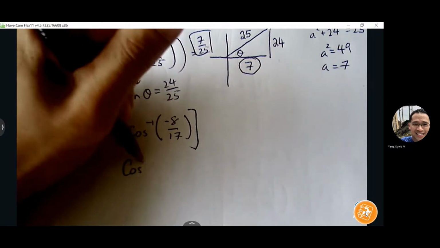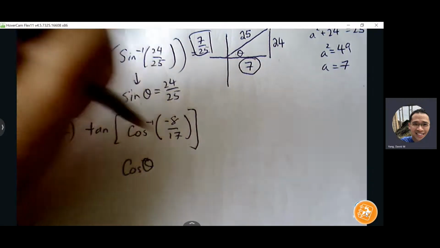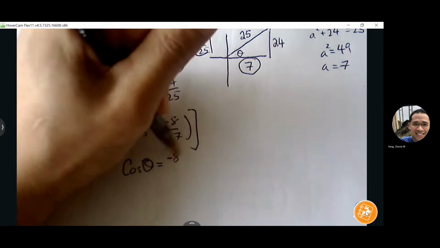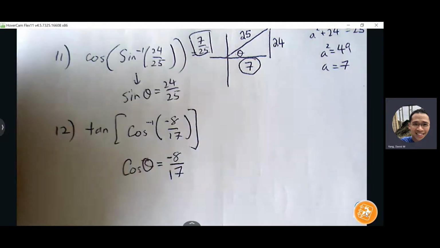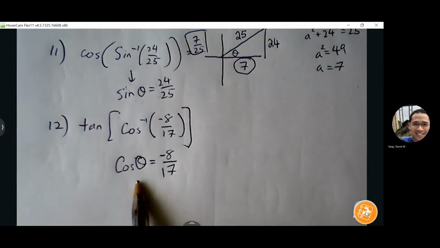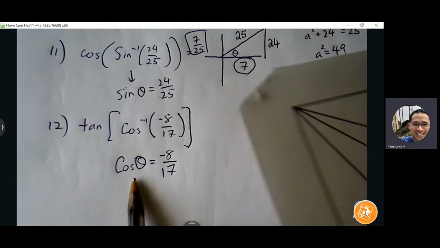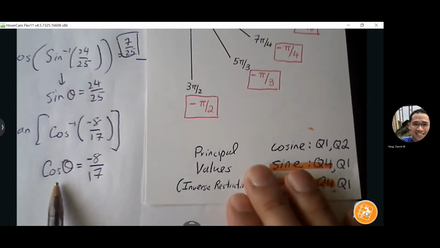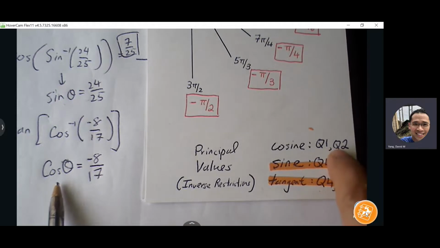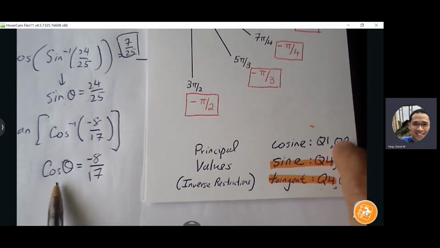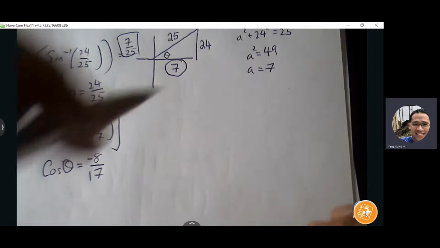Okay. Inverse cosine, meaning cosine of theta is equal to -8/17. Now, uppercase C here, which quadrant do we want to be in here? Second quadrant, yeah. So for negatives, cosine is second quadrant. For negatives, sine is fourth quadrant. We have to put this in the second quadrant.